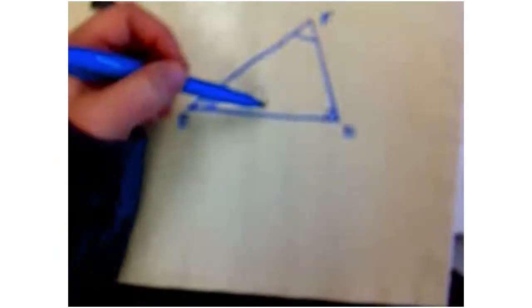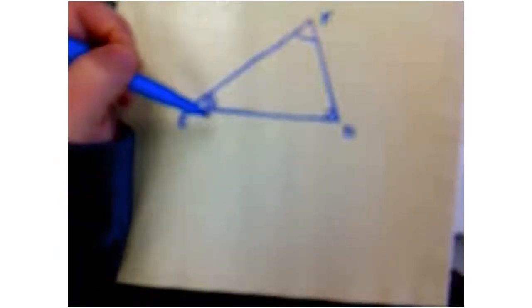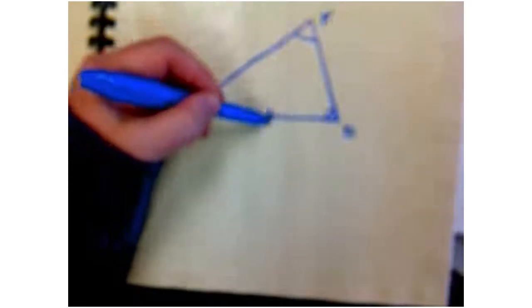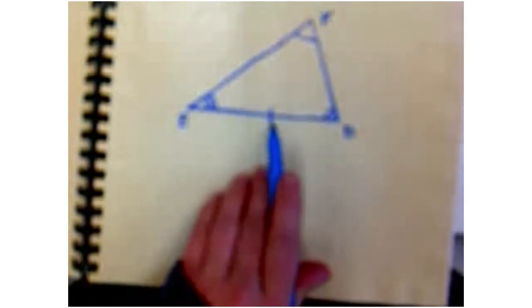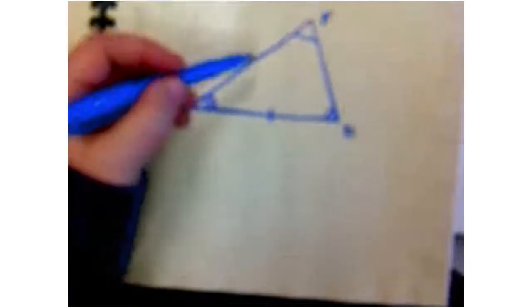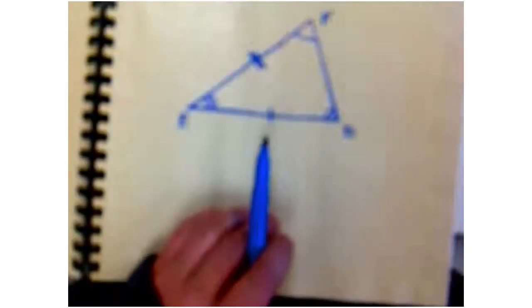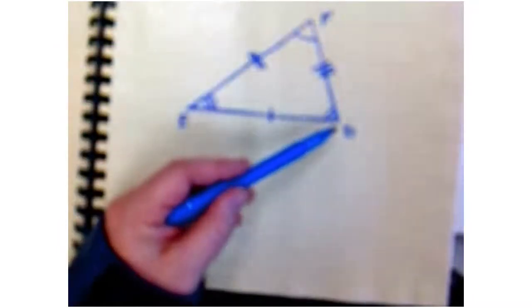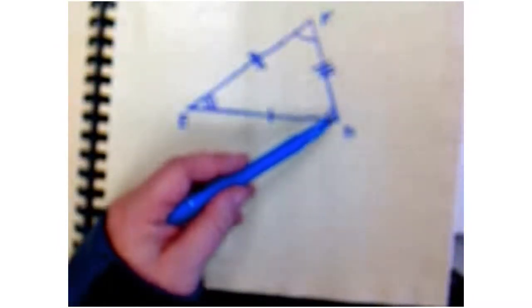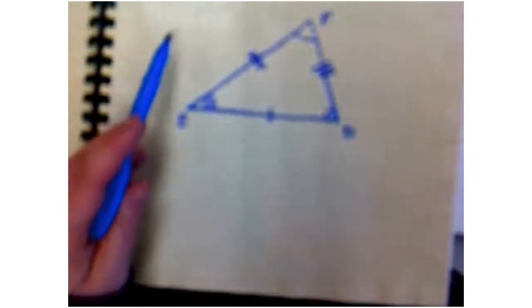Then the tick marks on your sides: ED or DE is congruent to CB or BC on the first triangle because they each have one tick mark. And then side EF or FE is congruent to side CA or AC on the first triangle. And then side FD or DF has three tick marks, and it's congruent to AB or BA on the first triangle.